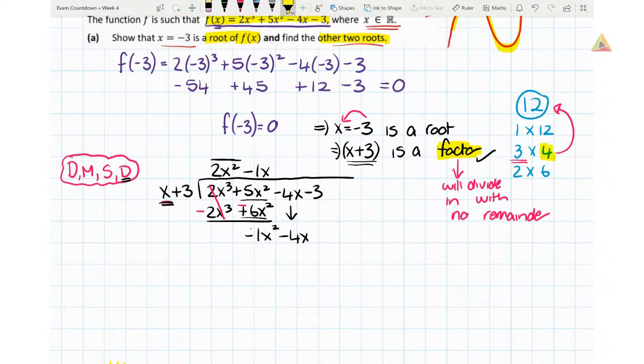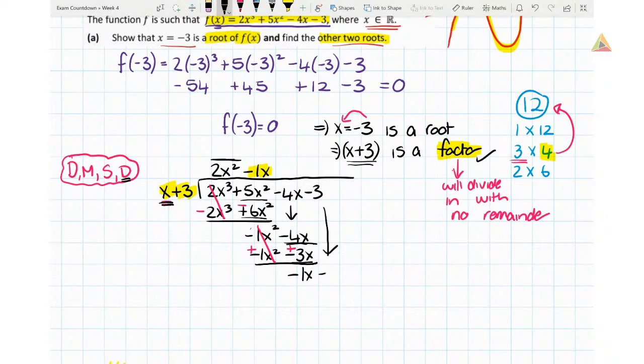Again, we're going to multiply. So this time we're multiplying this by my two terms here. That's going to be minus 1x by x is minus 1x squared, and minus 1x by 3 is minus 3x. Again, I'm going to subtract or change the signs, so that's going to become a plus and that's going to become a plus. Again, those should always cancel. And we're left with minus 4x plus 3x, so that's going to give me minus 1x.